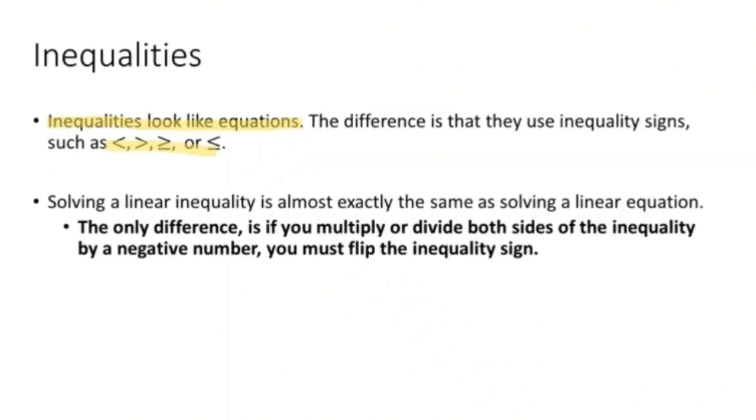What's great about solving linear inequalities is that it's almost exactly the same as solving a linear equation. The only difference is that if you multiply or divide both sides of your inequality by a negative number, you must remember to flip the inequality. Why is this important? We all agree that 5 is less than 6.